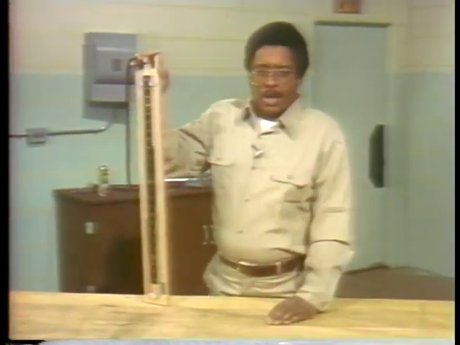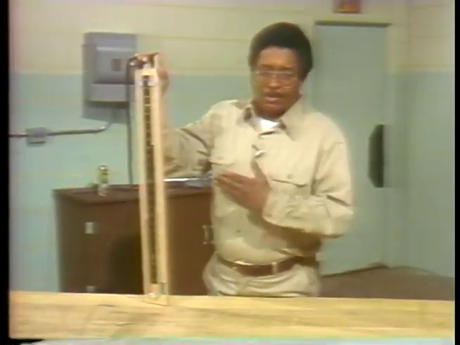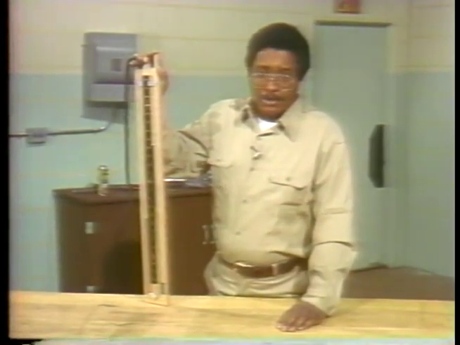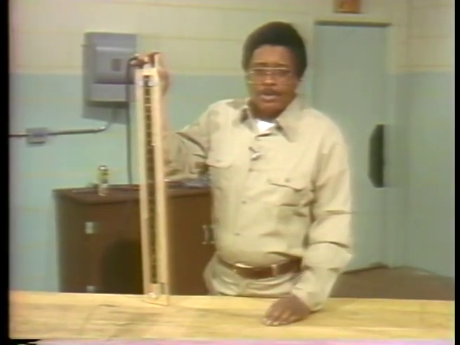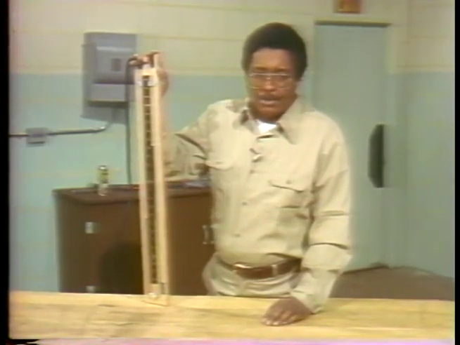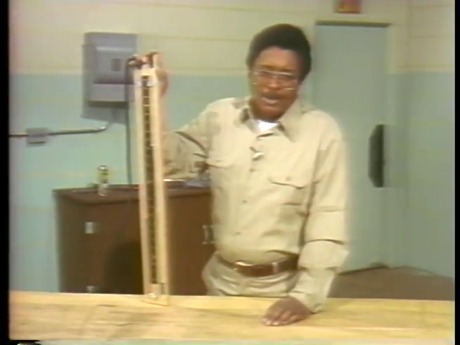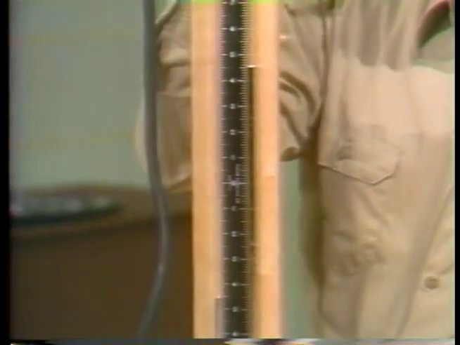Here is a mercury manometer with the left-hand side hooked up to a pressure source. Because the mercury has moved towards the open end, the right-hand side, we know that the pressure in the pipe is greater than atmospheric. Like most other manometers, this one has a scale marked off in inches.